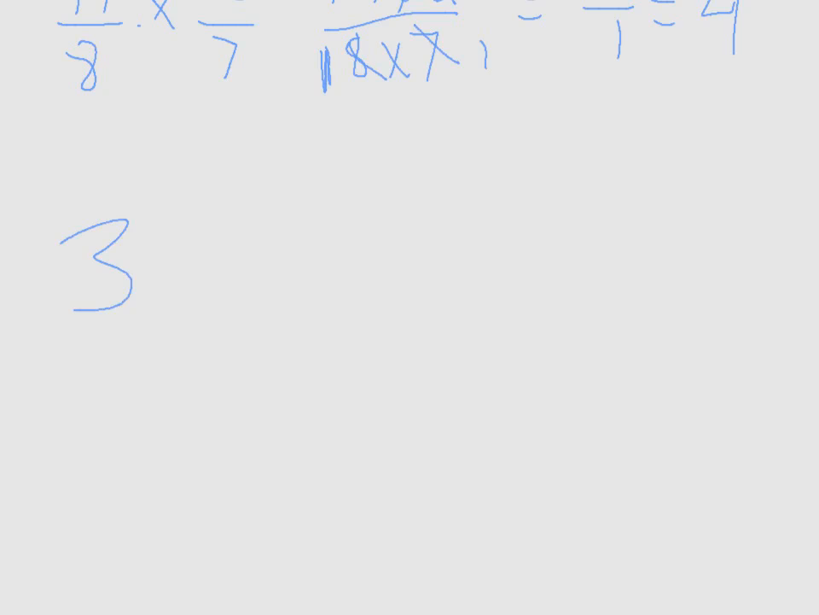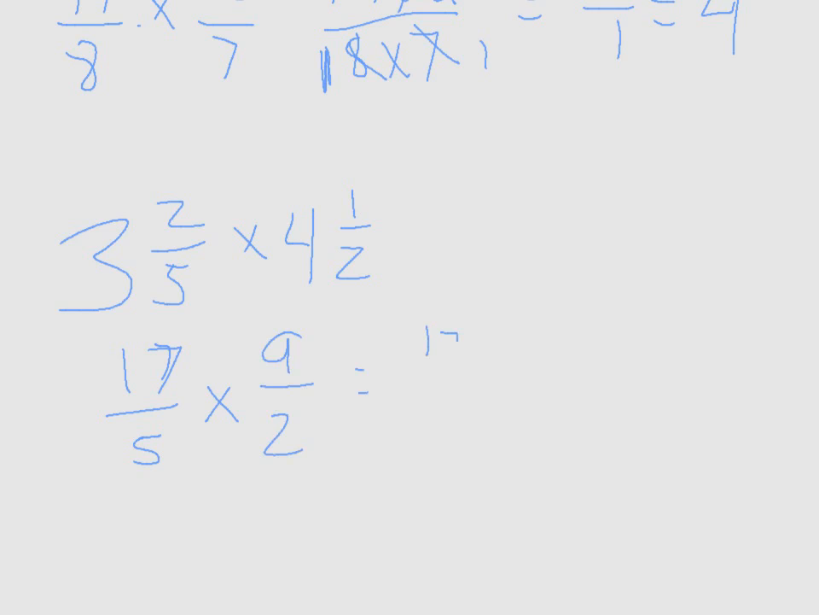Alright. Then, let's do one more since that one was pretty easy for us. So let's do 3 2/5 times 4 1/2. Okay? So that turns into 3 times 5 is 15, plus 2 is 17/5, times 2 times 4 is 8, plus 1 is 9 over 2. Well, here's the bad news. 17 times 9 over 5 times 2 does not reduce early. So I have to find out what 17 times 9 is.